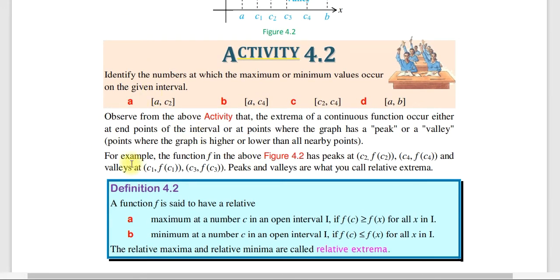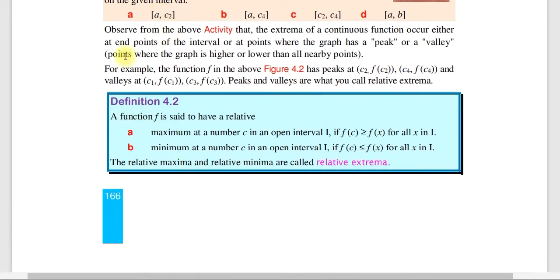So we have a definition here. What does the definition say? A function f is said to have a relative maximum at a number c in an open interval I if f(c) is greater than or equal to f(x) for all x in I, and a relative minimum at a number c in the open interval I if f(c) is less than or equal to f(x) for all x in I. The relative maxima and relative minima are called relative extrema.